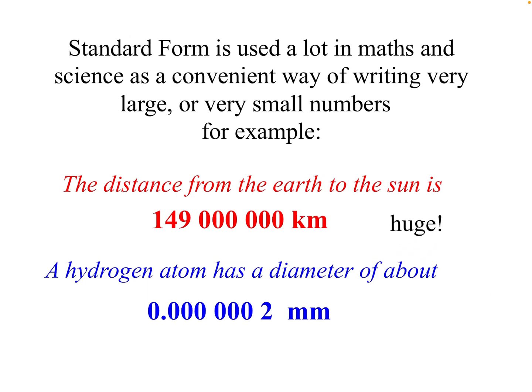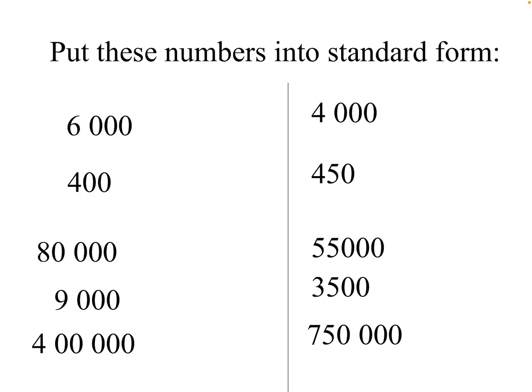So let's remind ourselves of how we actually do that. We've got really big numbers, really small numbers. Put these numbers into standard form. So if I look at the first one, remember what it is. You've got to pick a number between 1 and 10 times 10 to the power of something. With the first one, the number between 1 and 10 is clearly going to be 6. And then it's going to be times 10 to the power of something. But 10 to the power of what?